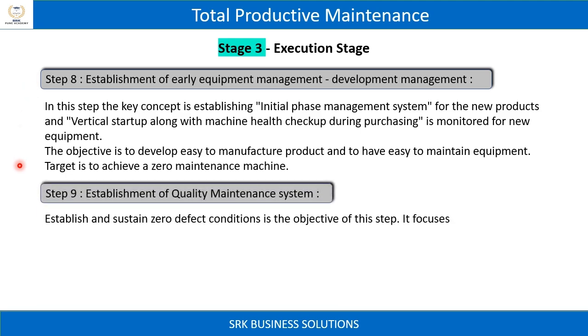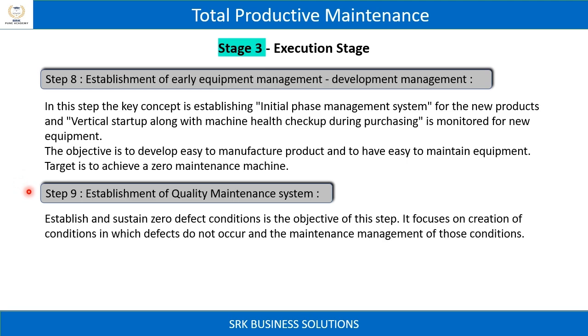Step 9. Establishment of quality maintenance system. Establish and sustain zero defect conditions is the objective of this step. It focuses on creation of conditions in which defects do not occur and the maintenance management of those conditions.